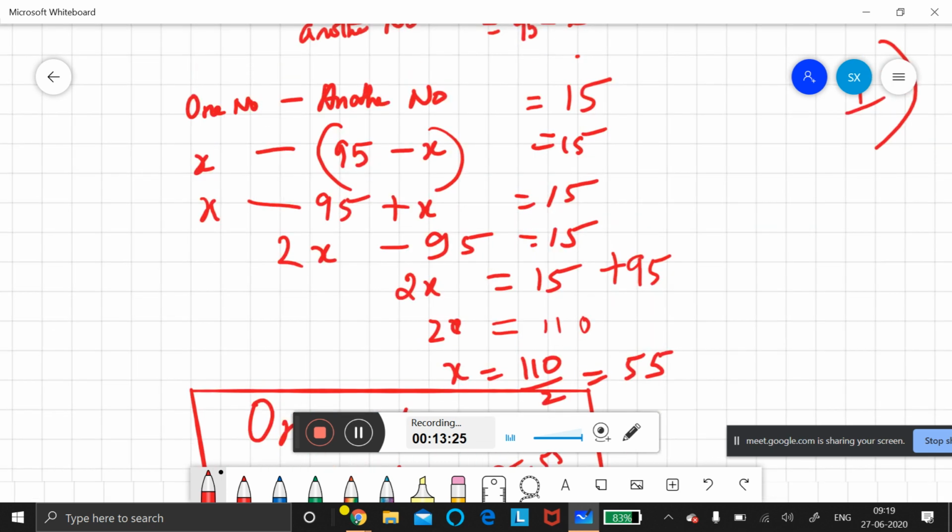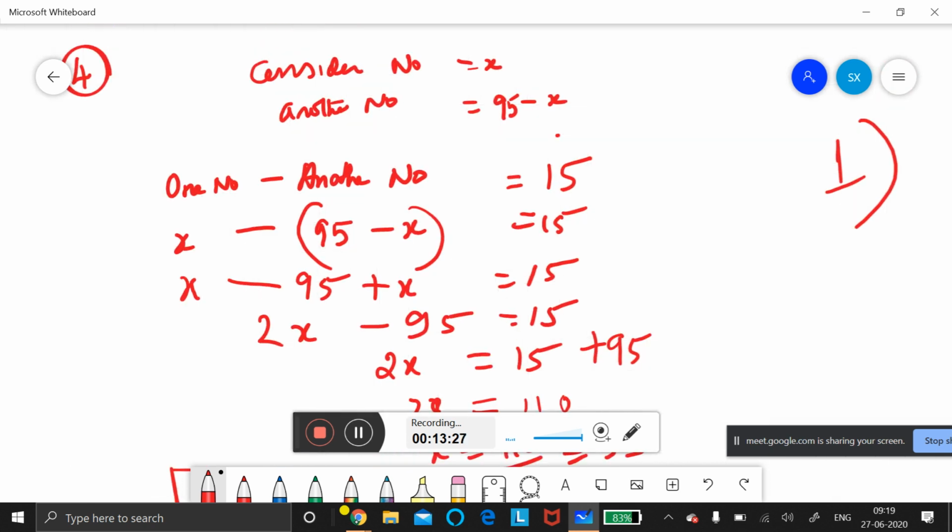Follow: first consider what you are taking as x. Then according to the question, what is the statement? Two clues will be given. One clue you use like this, the second clue you use like this. The first clue will help us identify which is one number and which is the other number. The second clue will help us frame the equation, that is y is equal to mx plus c, a linear equation. To frame it, we need to write it and simplify.